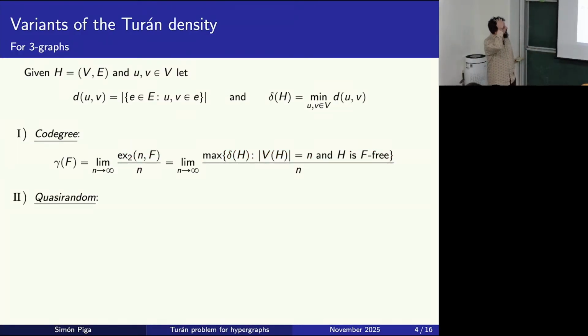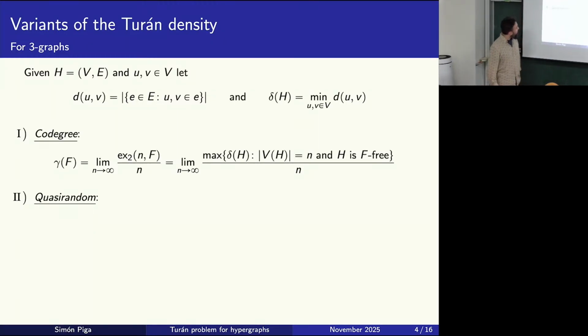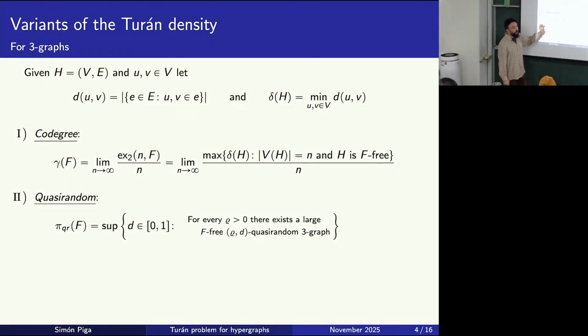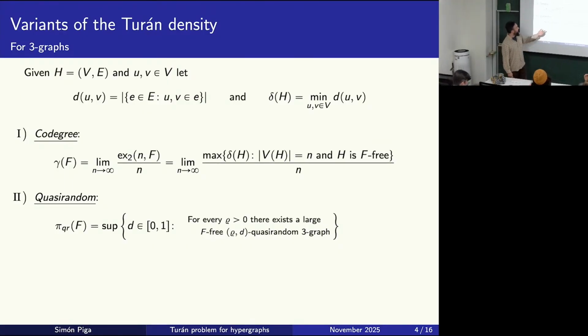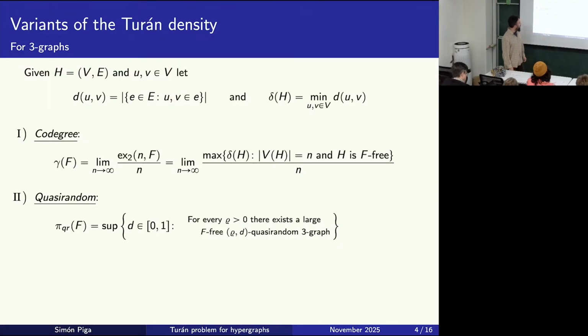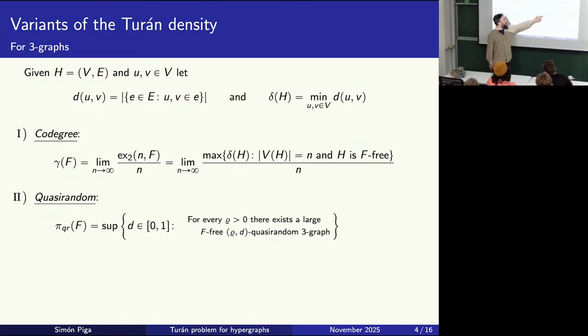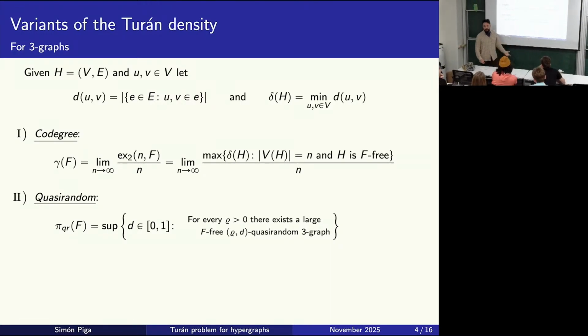The other variation is a bit more subtle. So the other variation is quasi-randomness. And here, let me informally define what would be the quasi-random Turán density of a hypergraph F. It's not a limit anymore, it's a supremum, but supremums and limits are very, very close together. So it's the supremum of all possible densities such that for every error term and a sufficiently large F-free graph, that's the maximum density that you can achieve.